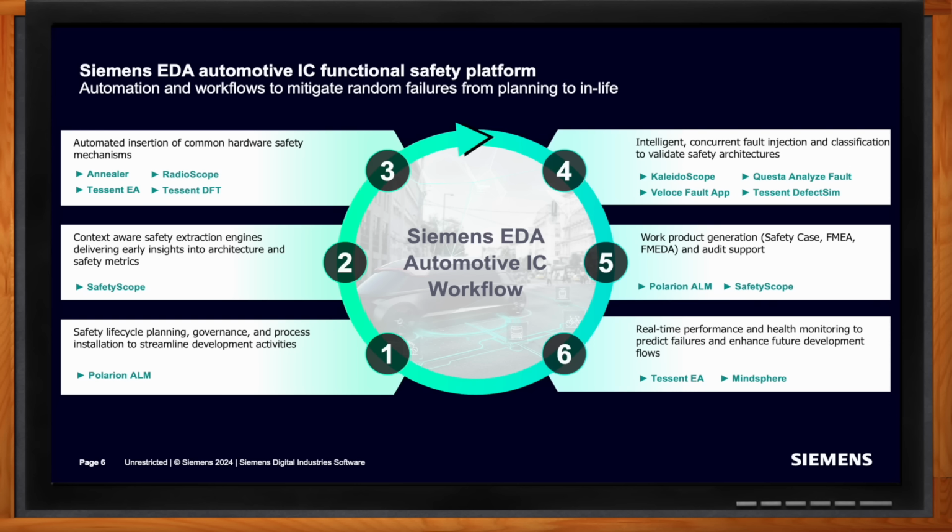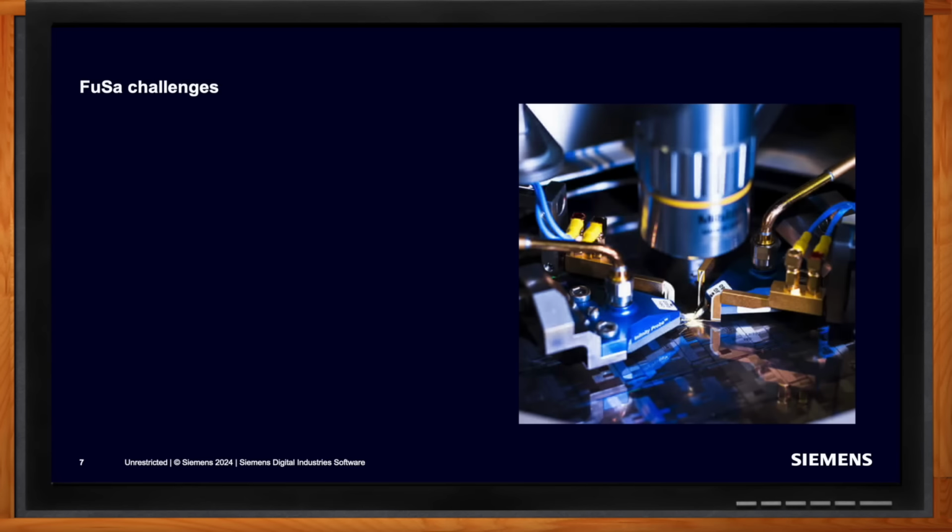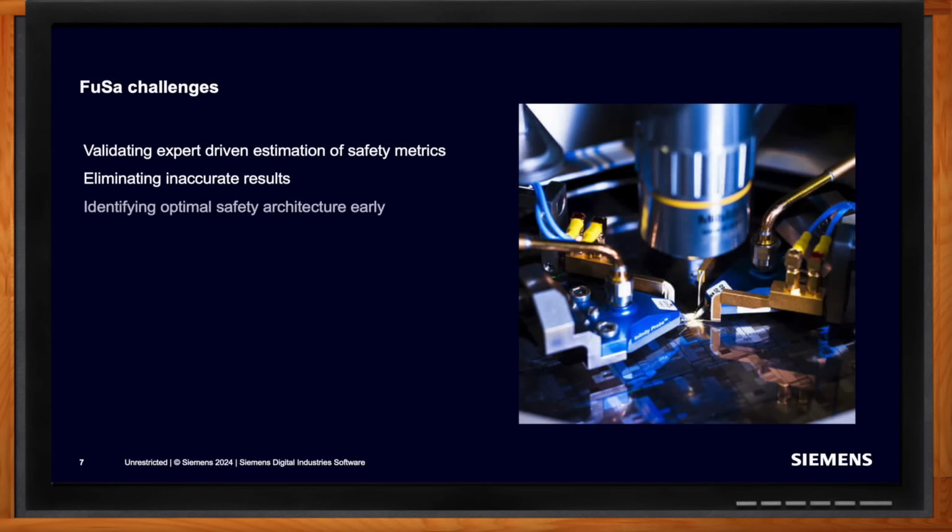Well, there's a lot of issues and challenges in this realm. Really, it's validating that the expert judgment is a true judgment of safety metrics. It's eliminating inaccurate results, identifying the optimal safety architecture early. And you want to do that early because, again, when you get to fault injection, that's a very costly part of the flow. It takes a lot of time.